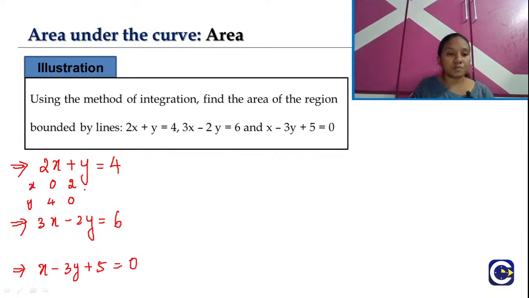Let's substitute x equal to 1. If x is 1, y will be 2. So 3 points will be enough to plot the graph of a linear equation in two variables.